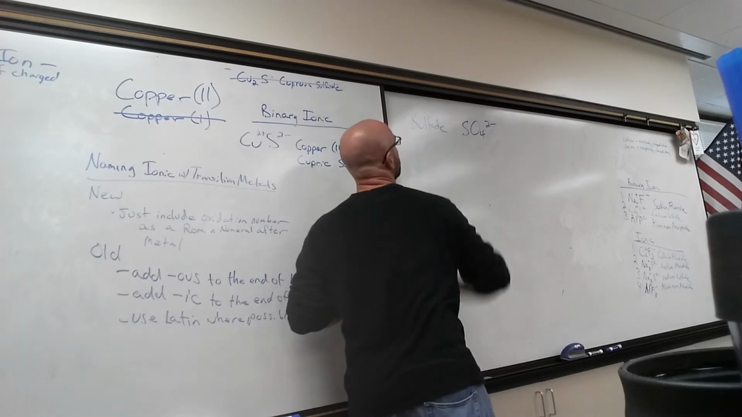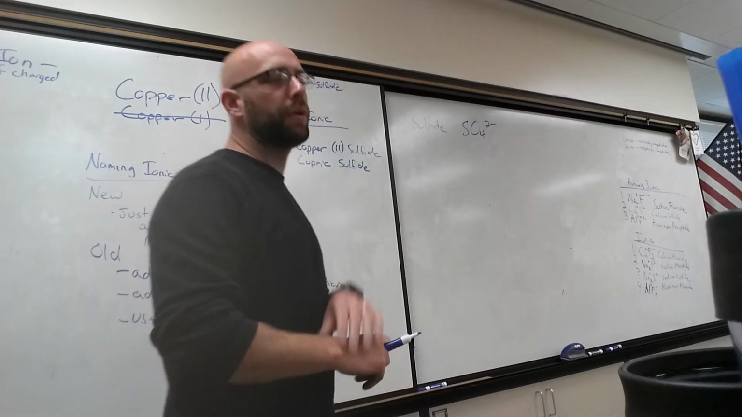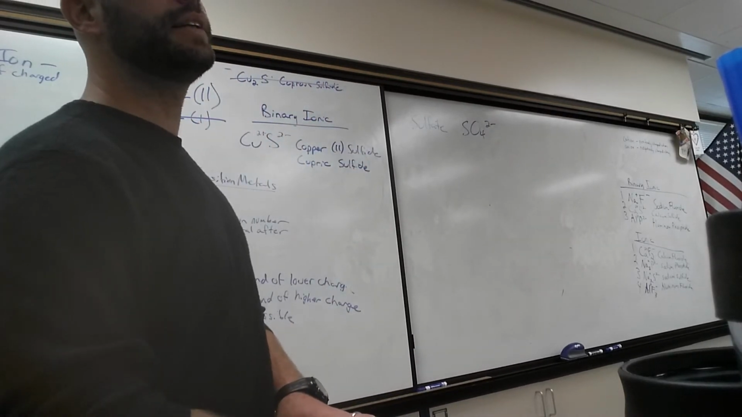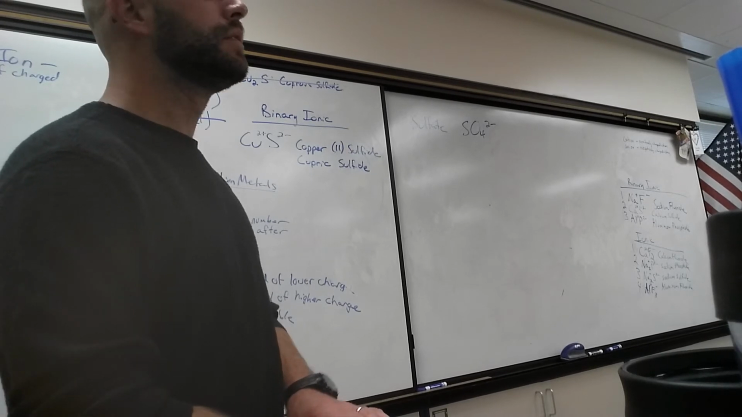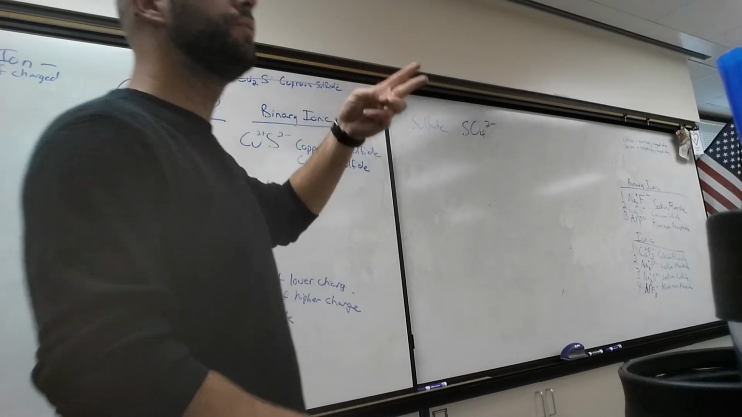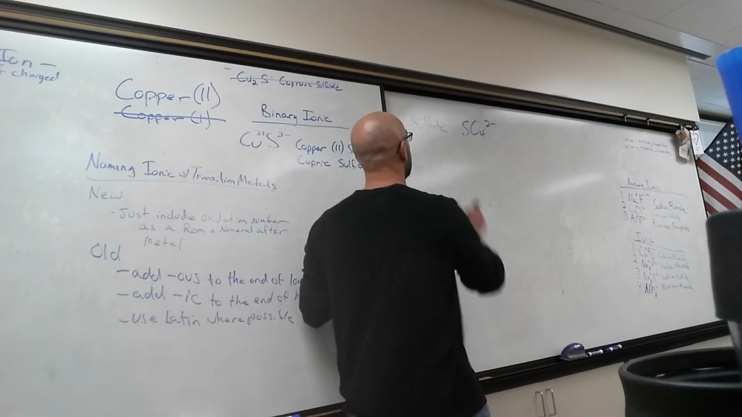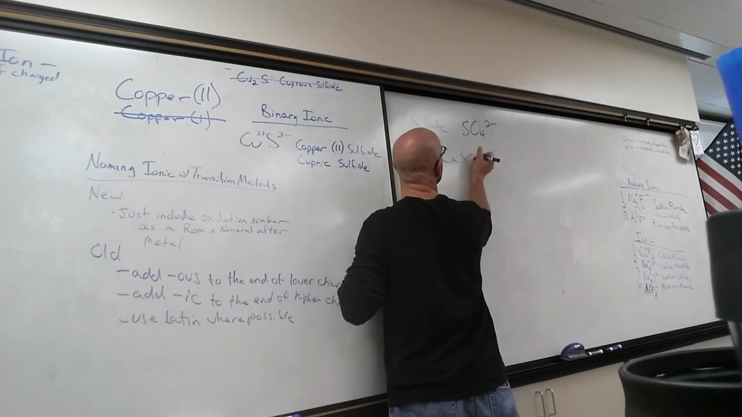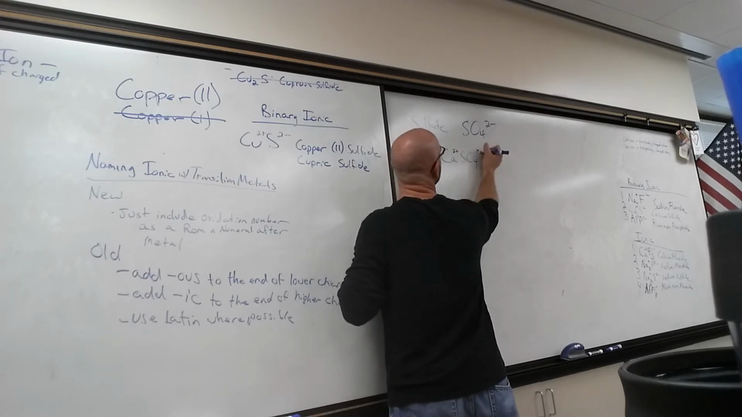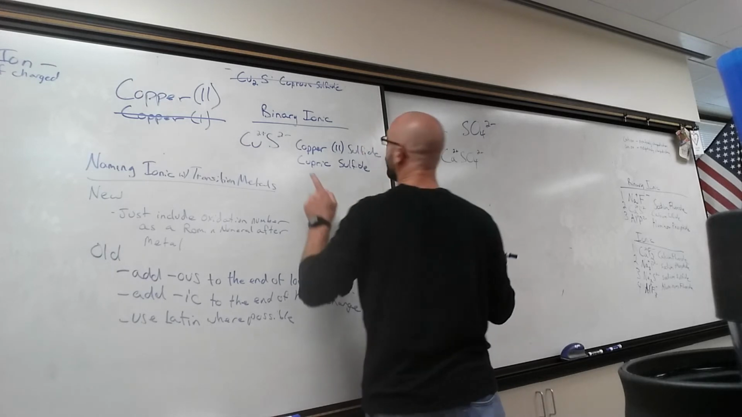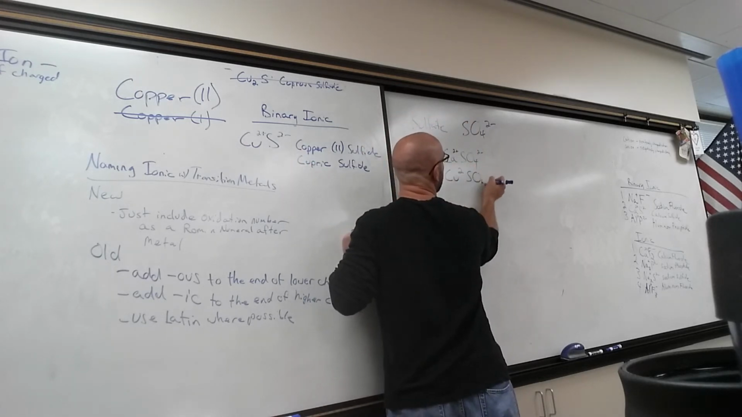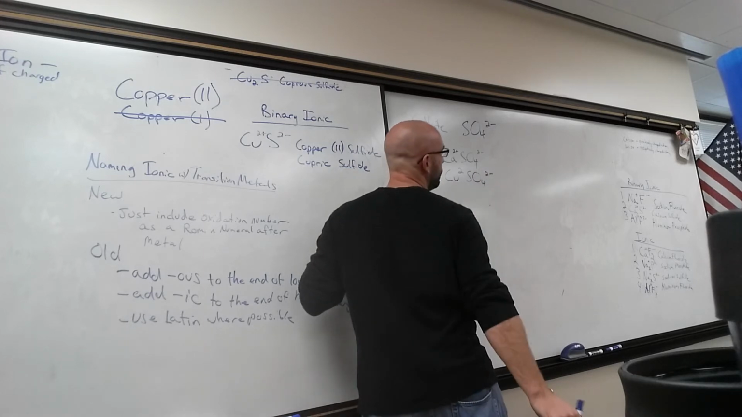Out of the elements I just had, what would it bond to? What would it bond directly to? How many electrons does it need? 2. Calcium. CaSO4. 2 plus, 2 minus. And if we include this copper, right? Cu2 plus, SO4, 2 minus.